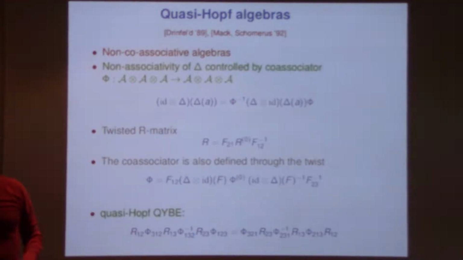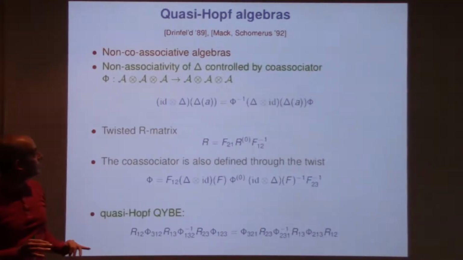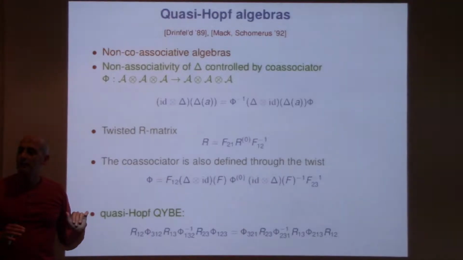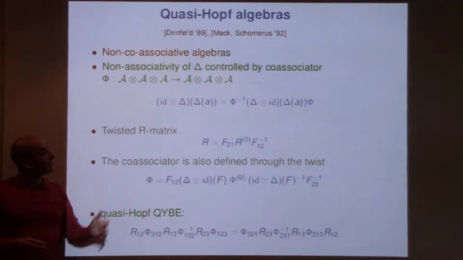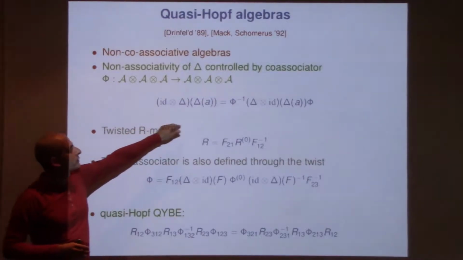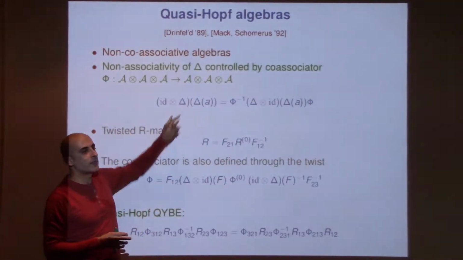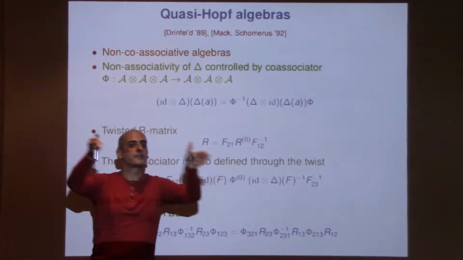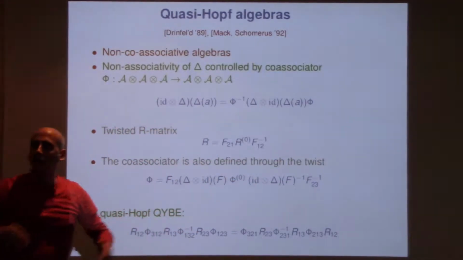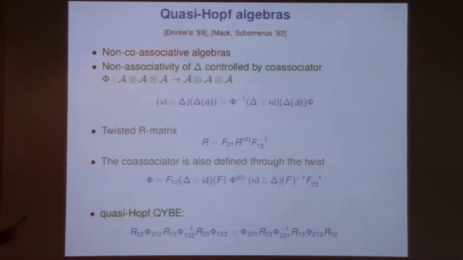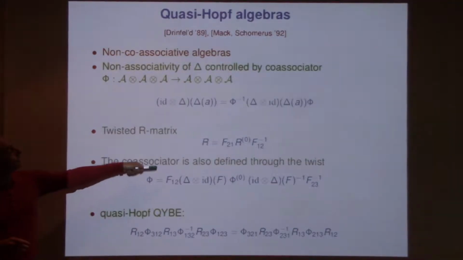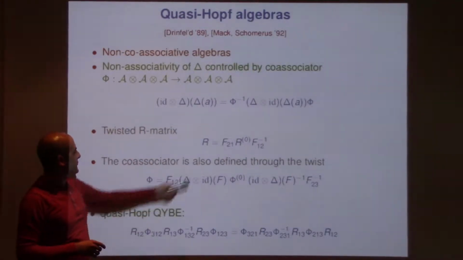So basically, we have a setting where there is non-associativity in the co-structure of the algebra, but it's completely under control. If you know what phi is, you can always switch the parentheses. That's what this is telling you. You can switch the parentheses from the left to the right whenever you need to do that. And we'll see an example of it. And the co-associator is defined through the same twist that defines for you the R matrix, which is here.